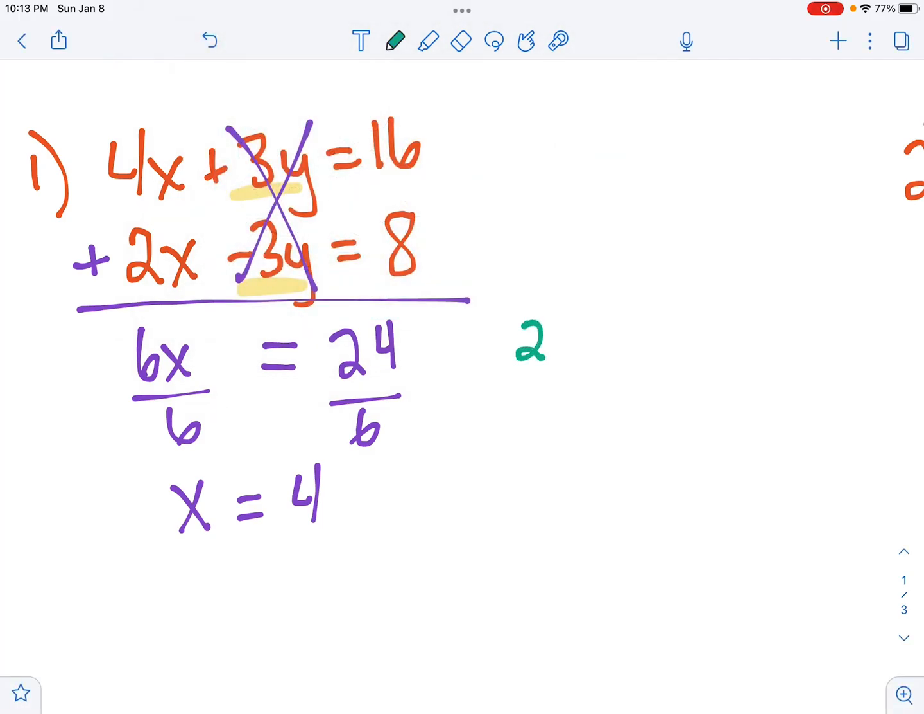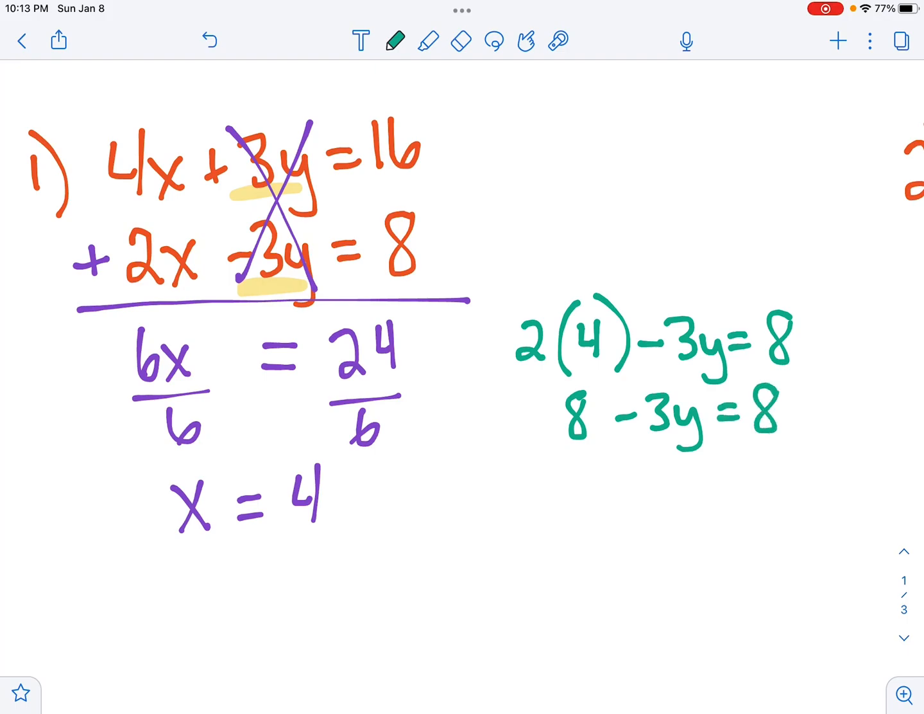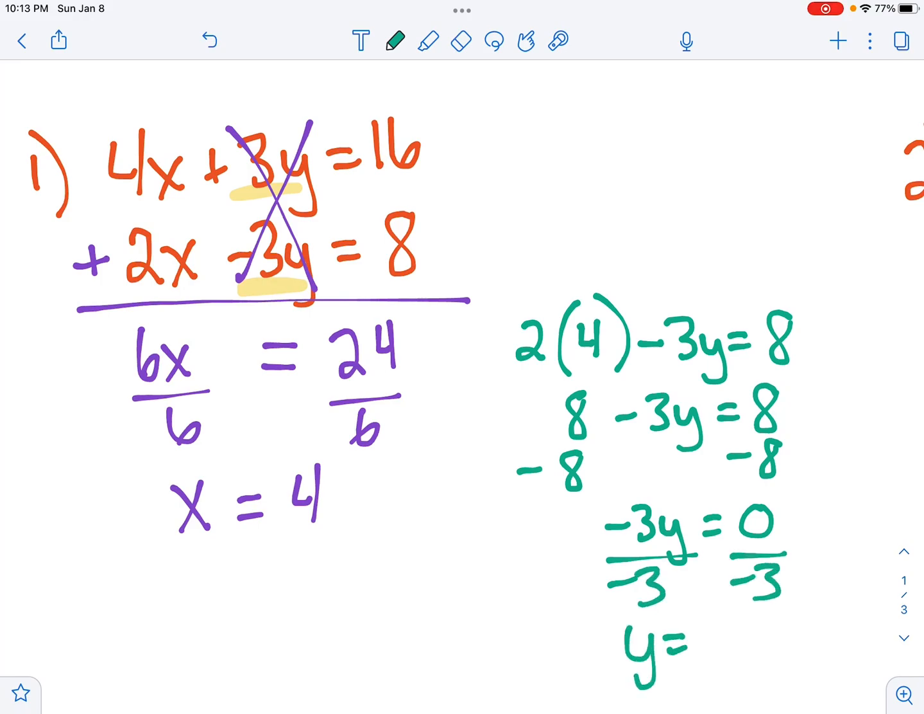So we have 2 times, I have an x equals 4, so I'm going to plug that 4 in for x, minus 3y equals 8. What's that give me when I solve it down for y? 2 times 4 is 8. I'm going to get my y alone. I have a positive 8, so I'm going to subtract 8 to the other side to get negative 3y equals 0. Divide by negative 3, so y is 0, which means these two lines intersect at the point (4, 0).